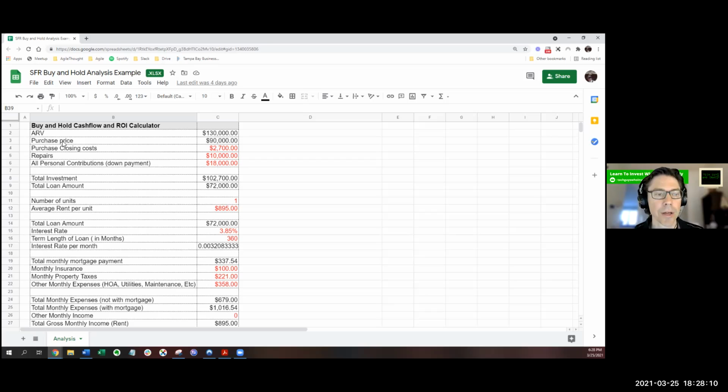So let's start off with the price of the property. First of all, what we're modeling here is a sample 2-bedroom for $90,000. I found one. I just went out on Craigslist and actually found a property for sale. Or no, actually, you know what? I got this one on Zillow. Found this property on Zillow and just thought, why don't we just plug this in and see what the numbers look like.